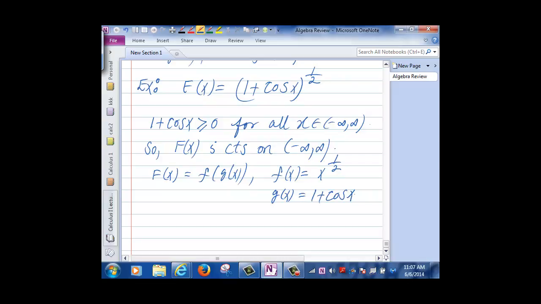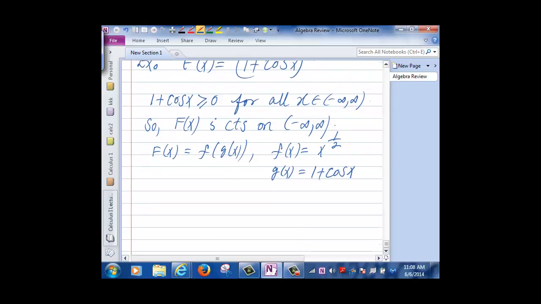Okay? And what we are saying basically is that the function g is continuous everywhere, and because the value of the function g is always non-negative, the outside function is also continuous on any values of g, right? And so the composition would be continuous everywhere. Is that making sense? Okay.